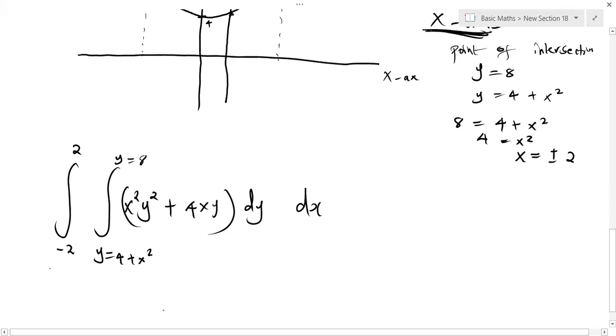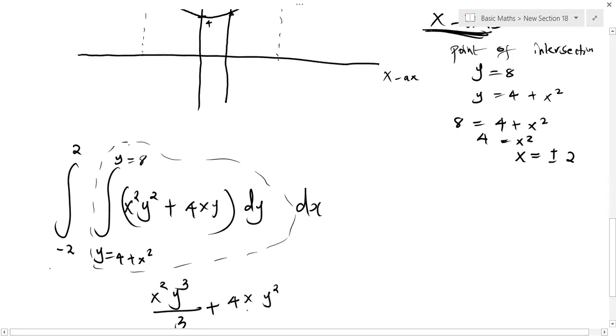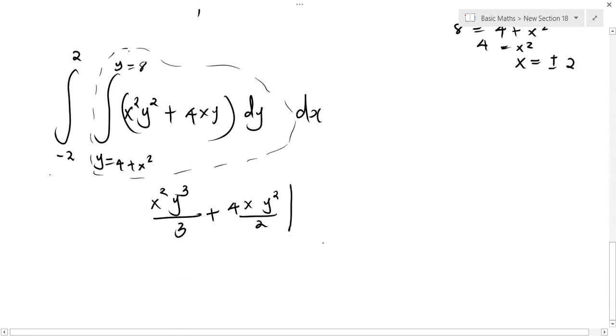So we're going to start with the inside part. We're going to first of all integrate with respect to y. So integrating this function, x squared y squared, that's going to give us x squared y cubed over 3, plus integrating this, that's going to be 4xy squared over 2. And then the range is from 4 plus x squared and then 8 over here. Then we have all that, and then we have our dx here, integral from -2 to 2.